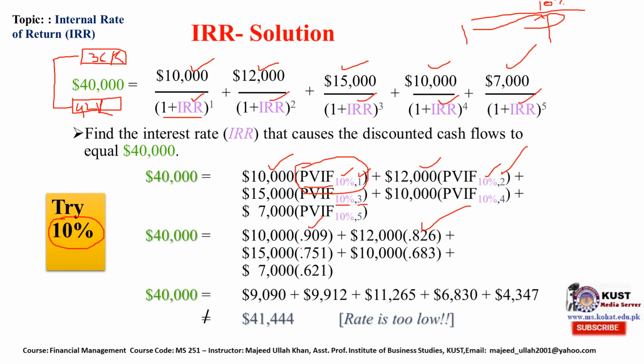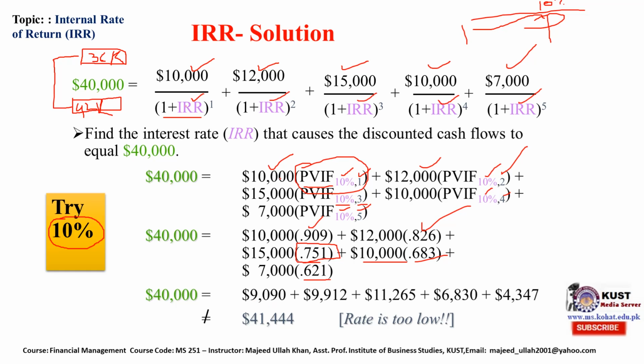This value will be obtained from present value interest factor single amount. This is 10,000 for the 4th year. Present value interest factor for 4th year, 10% for 4 years. You will get this factor. 7,000, 10% for 5 years. We will get this factor.